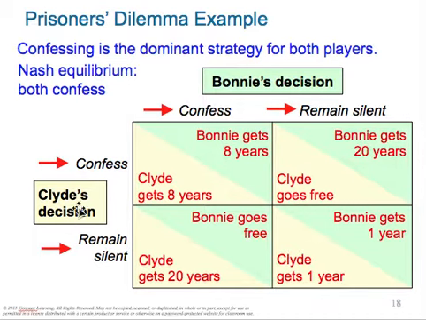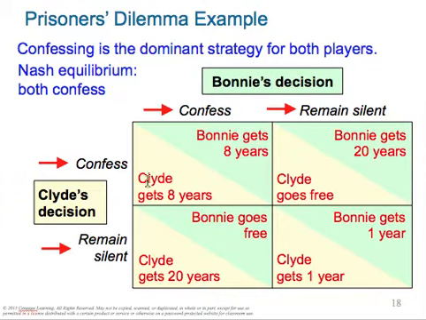Spend a little extra time on this to help you. Clyde's decisions are between confessing and remaining silent. In this example, if he remains silent and Bonnie confesses, he gets 20 years. Not good. If he confesses and Bonnie confesses, he gets 8 years. He'd rather serve 8 years than 20. Does that make sense?